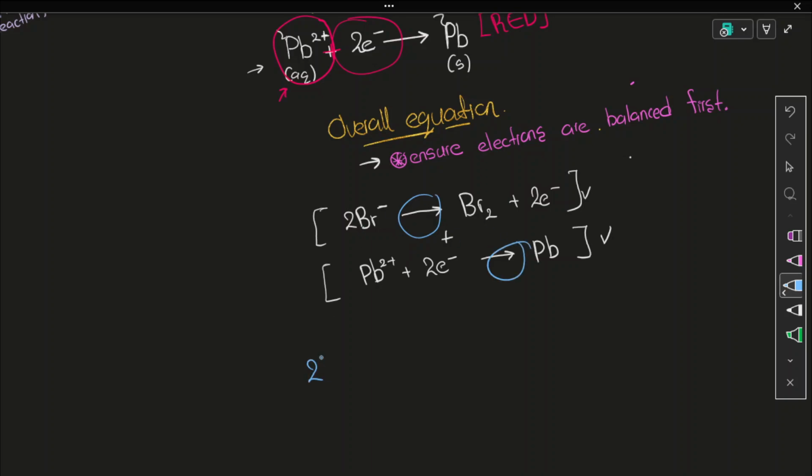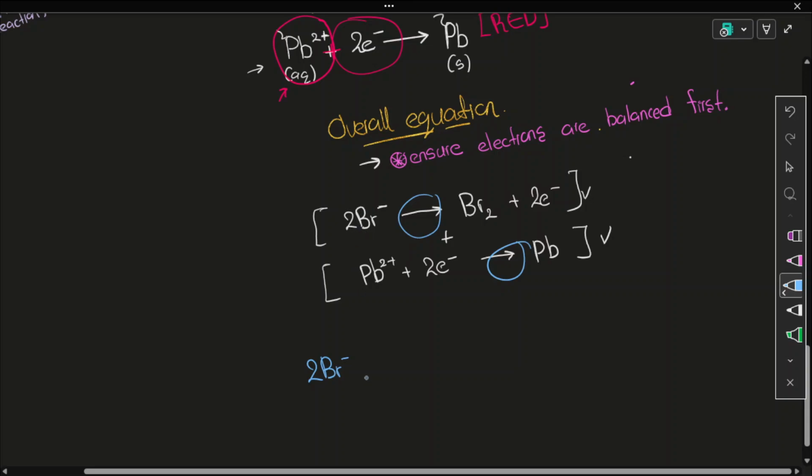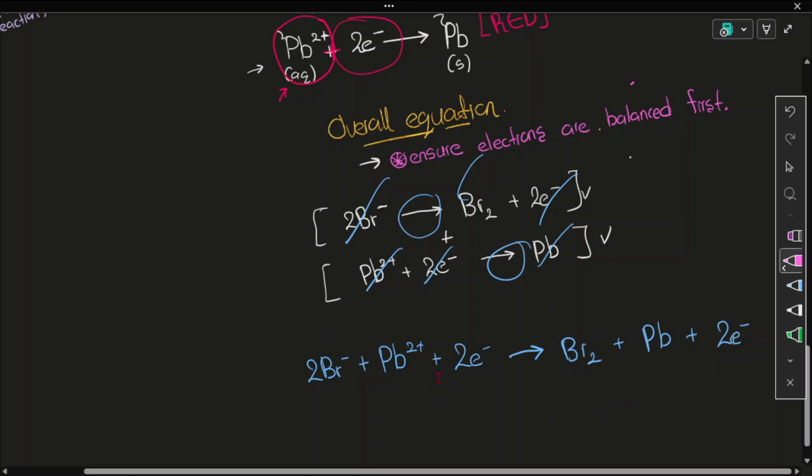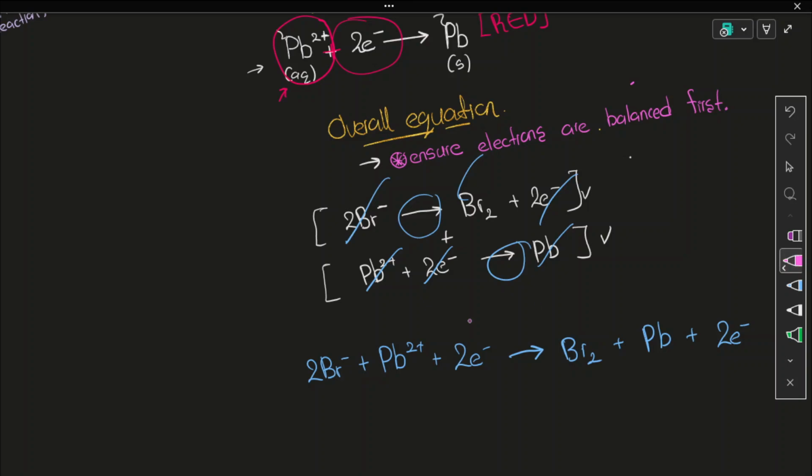That would look something like this. So everything on the left side of these arrows go together. So 2Br minus from here plus lead 2 plus from here plus we have the 2 electrons from here. So the arrows are combined as well. Now what do we have? Br2 here, lead here. The order doesn't really matter, so don't worry. And then finally 2 electrons. And typically, when you have same terms on both sides of an equation, you can cancel. We can cancel the electrons, you see? 2 electrons, 2 electrons. Simply just get rid of them. And then just work with what is remaining.